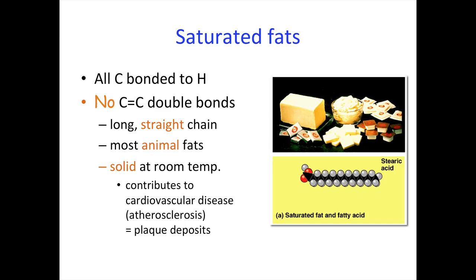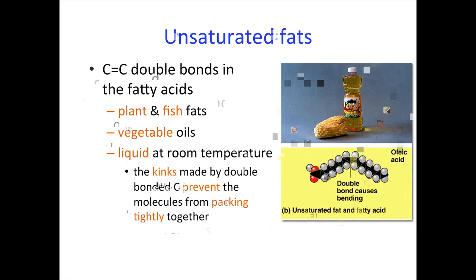Most animal fats are saturated fats, and they will be solid at room temperature. Unfortunately, saturated fats also have a bad rep in that they contribute to cardiovascular disease and atherosclerosis, giving plaque deposits. On the other hand, we have unsaturated fats. With unsaturated fats, there's a double bond present. And most plant and fish fats, as well as vegetable oils, are unsaturated fats.